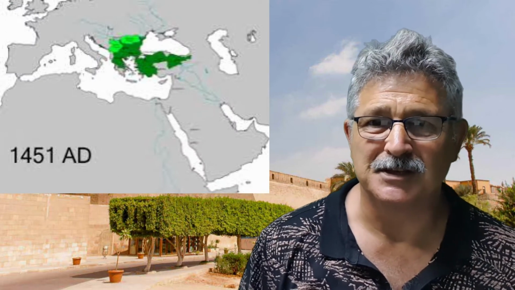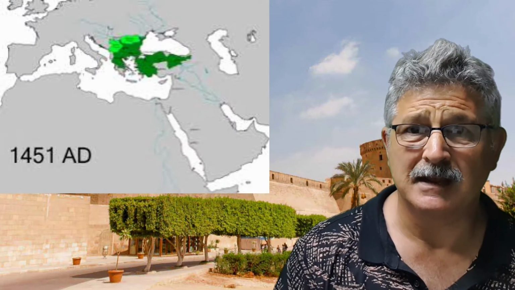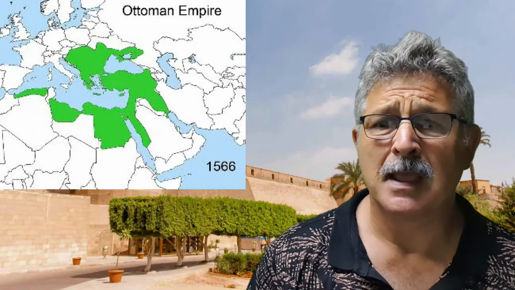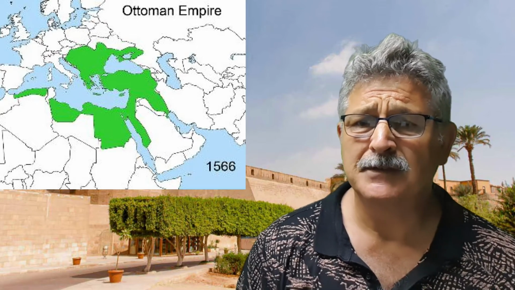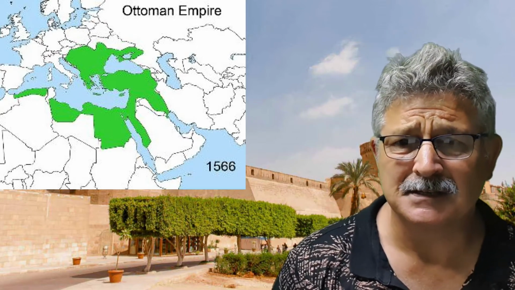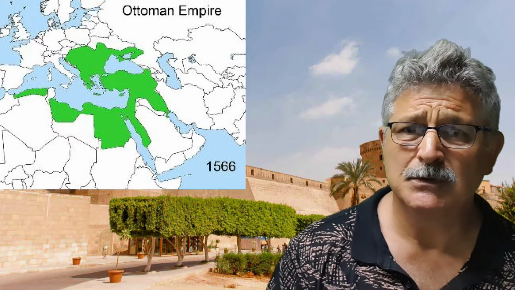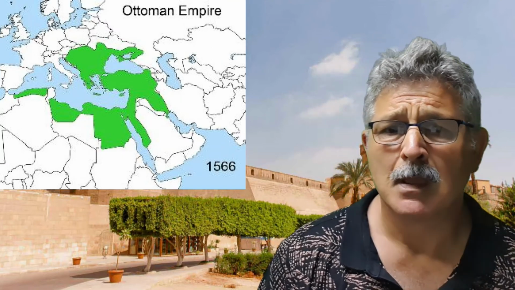Early modern Egypt. Well, it really starts in 1516 when the Ottomans started invading Mamluk Egypt. It took them a year to subdue the Mamluks. So the Ottomans became the ruler of Egypt between 1517 and 1867, 350 years. So that was when Egypt became part of the Ottoman Empire.